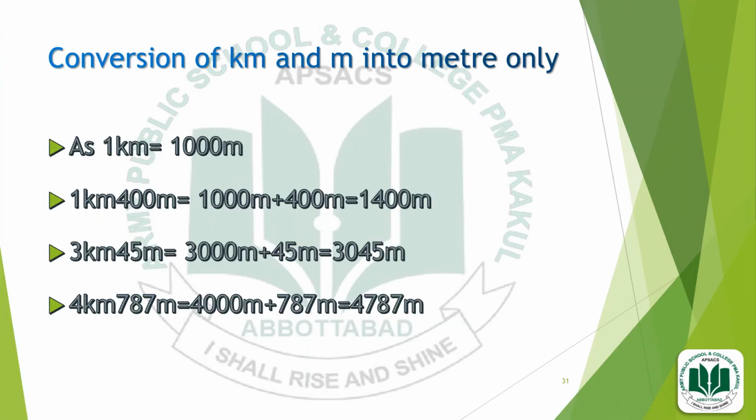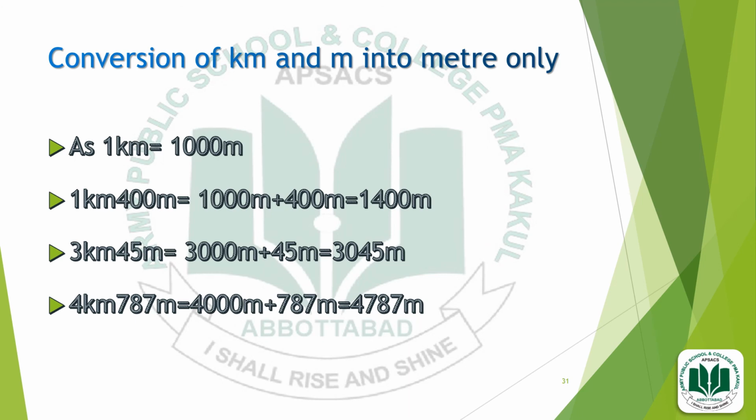Now the next topic is conversion of kilometer and meter into meters only. If we have the lengths in kilometer and meter, then we convert this length into meters only by converting kilometers into meters. As we know that students, there are 1000 meters in 1 kilometer. So write down 1000 meter in place of 1 kilometer, and 400, it becomes 1400 meters.